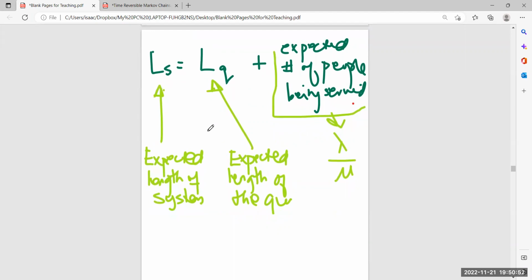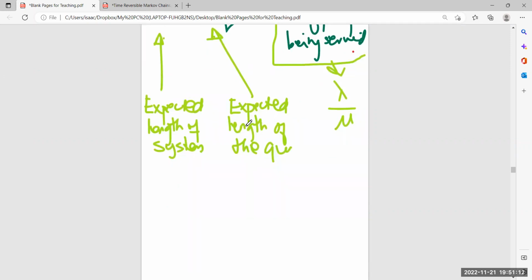And there are two other terms that we need to work out here. We spoke about LS, LQ, then we spoke about WS and WQ. WS is the waiting time in the system, and WQ is the waiting time in the queue before you actually reach the server. And we have Little's equations.